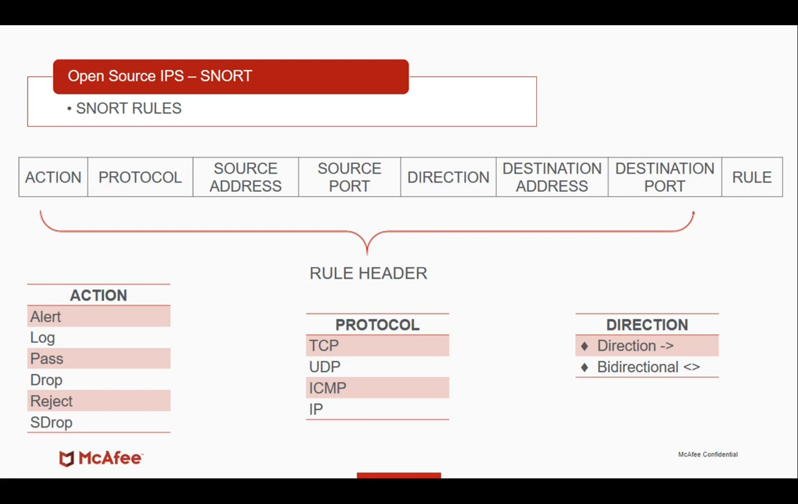After that, you refer to the source address and the source port information, the direction, whether it is source to destination or bidirectional, the destination information, address and port, followed by the actual rule logic.